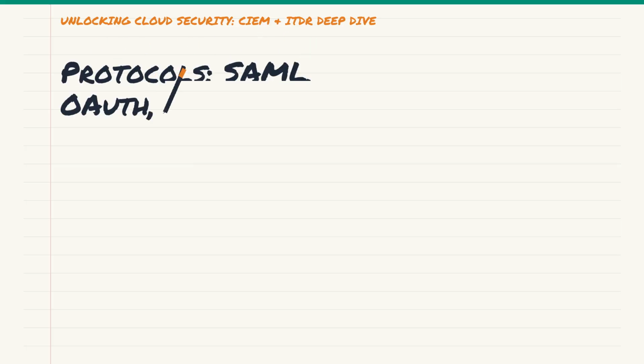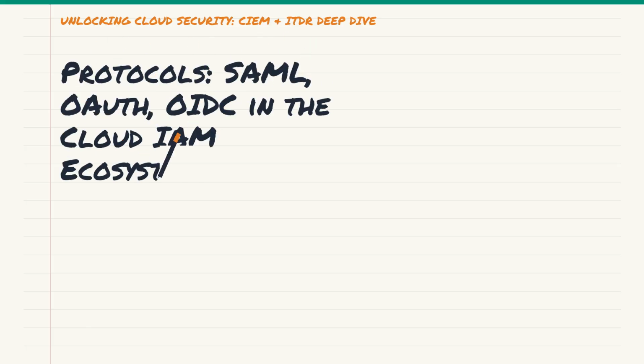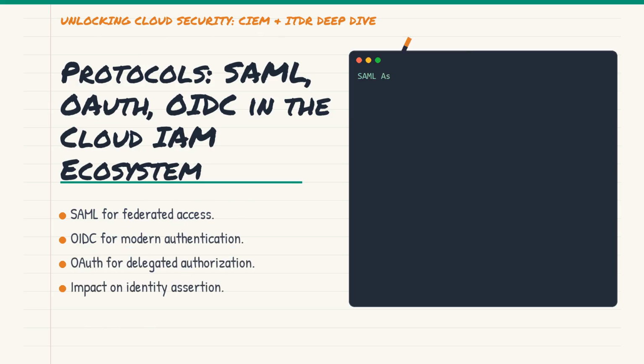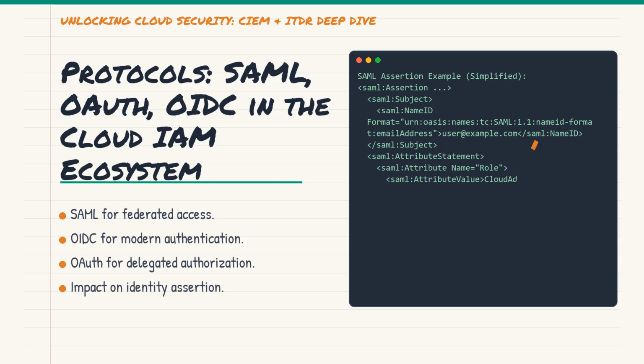When you integrate SIEM and ITDR with your cloud identity, you are often dealing with the same protocols that drive modern web authentication. SAML and OIDC are fundamental for federated access. OAuth is key for delegated access, especially for service-to-service or application-to-application interactions. Understanding how these protocols work and how they impact identity data flow is vital for both securing your environment and detecting misuse.